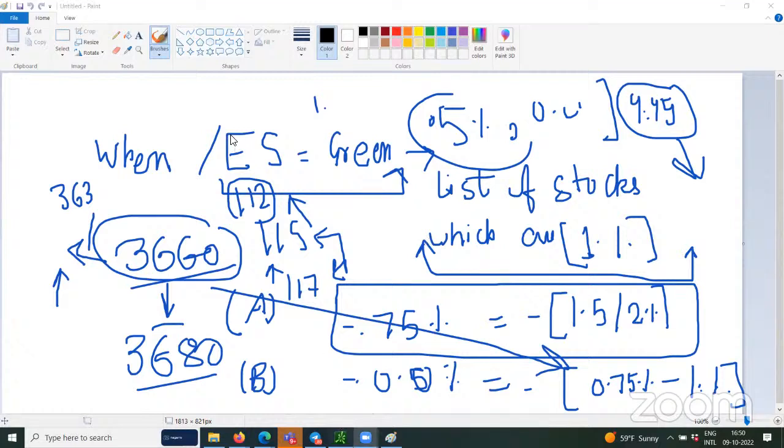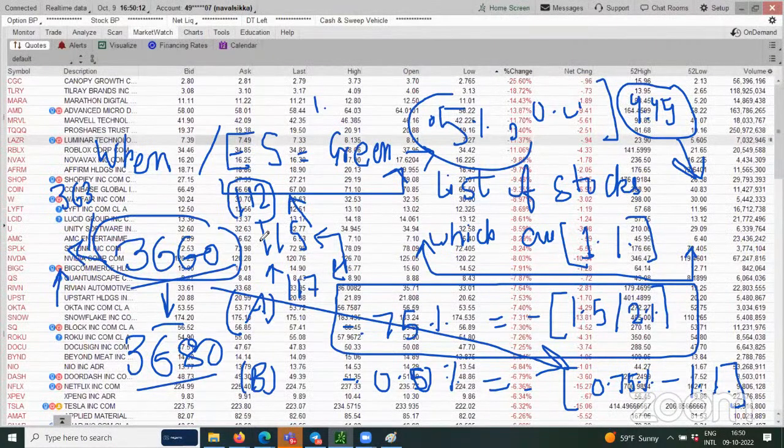Let's go to the screen. I need to clear all this. Let's go here onto the screen with ES. Friday, I mentioned about 3710, that if it loses 3710, we are in for a negative ride.